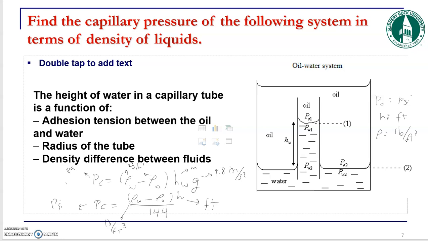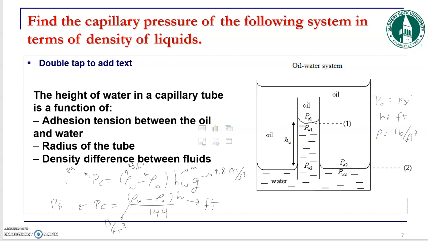And you can see that in this equation again, the capillary pressure is a function of the density difference between two phases and the height, or you can say that the height of the water in the capillary tube is a function of the capillary pressure and the density difference between two phases, right?